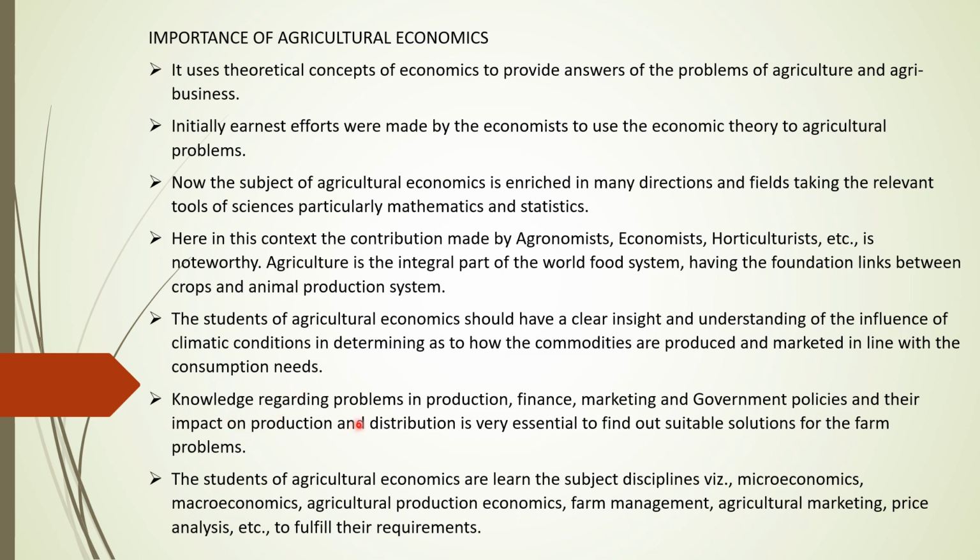Okay. Knowledge regarding problems in production, financing, marketing, and government policy and their impact on production and distribution is very essential to find out suitable solutions for the farm problem. So, problems regarding production, finance, marketing, government policy and their impact on production and distribution. All these are very essential for finding solutions. So agriculture students should have knowledge about all these things. They could find the solution for the problems regarding production, finance, and marketing.